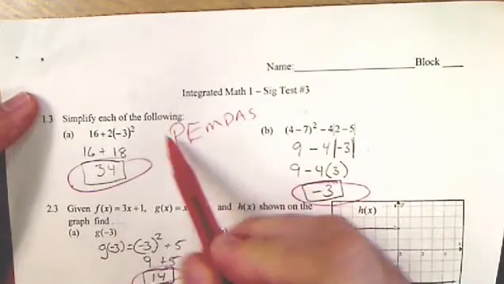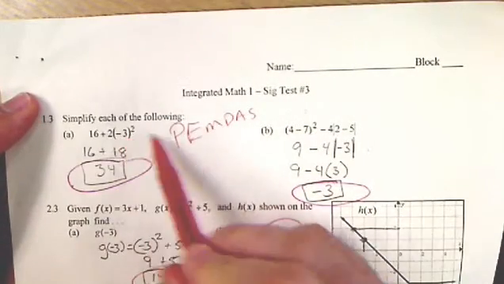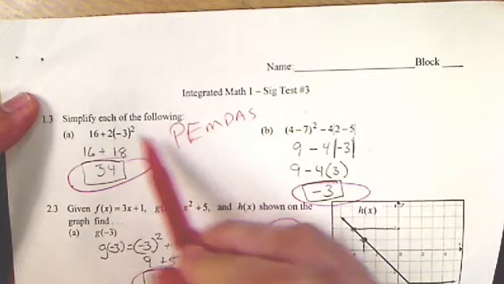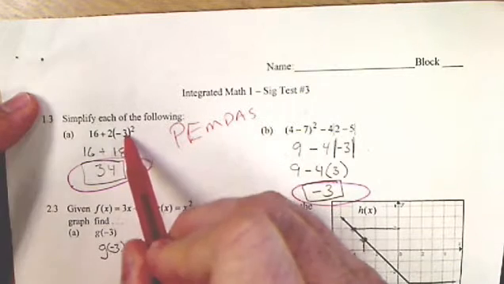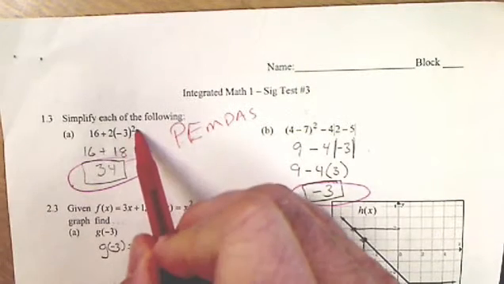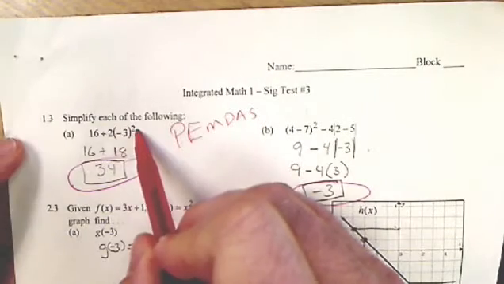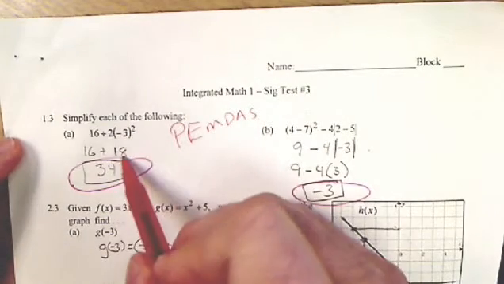PEMDAS. Nothing to do inside the exponent, so you go straight to, or inside the parentheses, you go right to exponent. So it's -3 squared, which is 9. 9 times 2 gives me 18. Add them together.